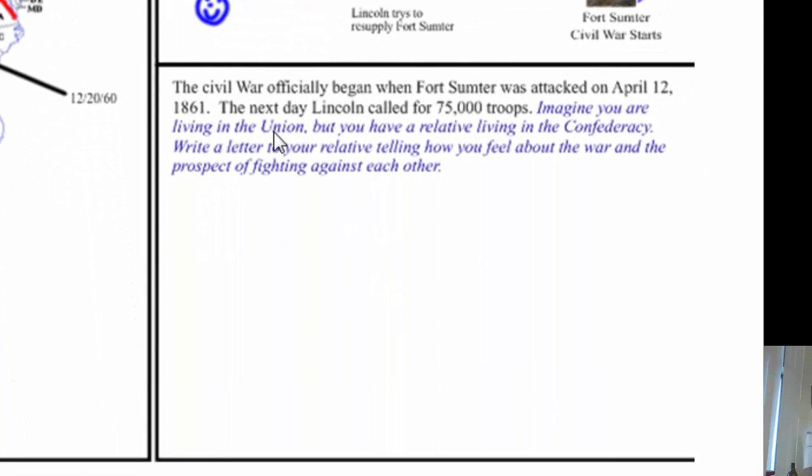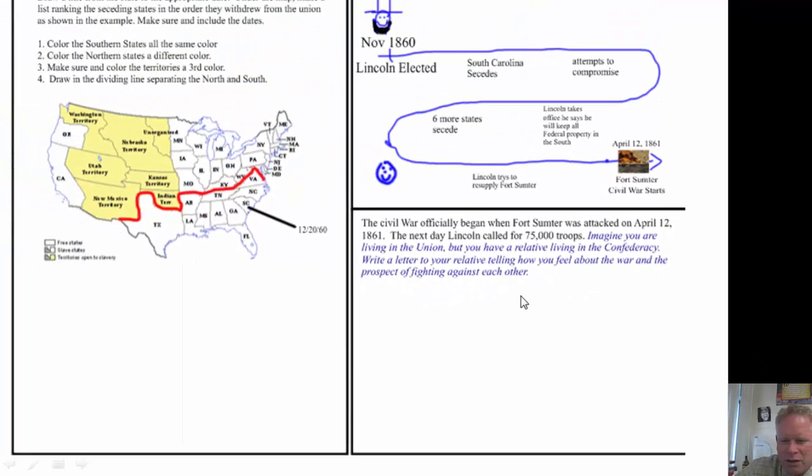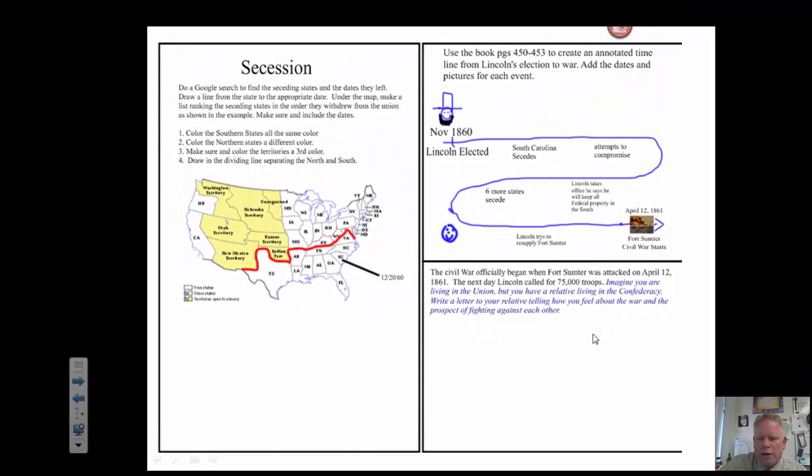And then the writing. The Civil War officially began when Fort Sumter was attacked on April 12, 1861. The next day, Lincoln called for 75,000 troops. Imagine you are living in the Union, but you have a relative living in the Confederacy. Write a letter to your relative telling how you feel about the war and the prospect of fighting against each other. So pretend you have a relative on the opposite side, either north or south, and write a letter to them talking about the war.